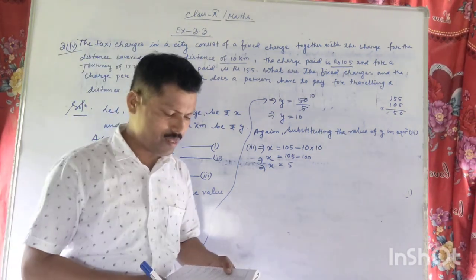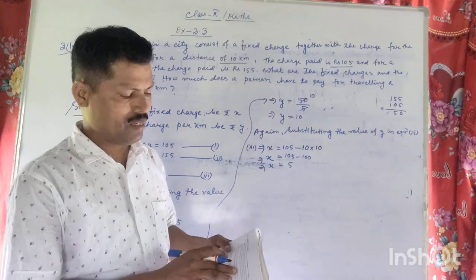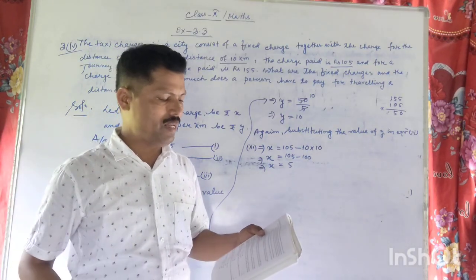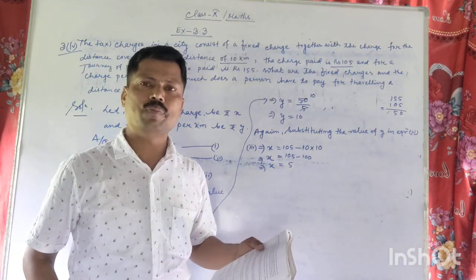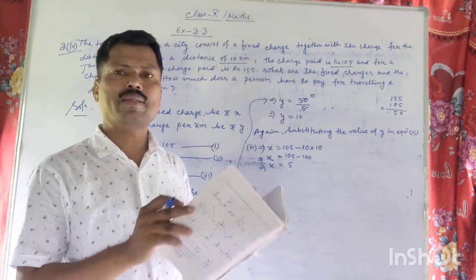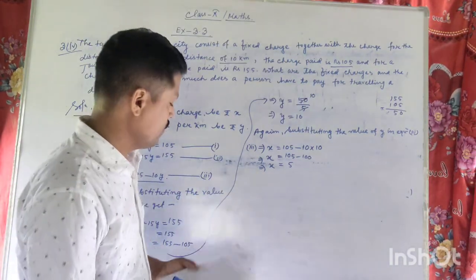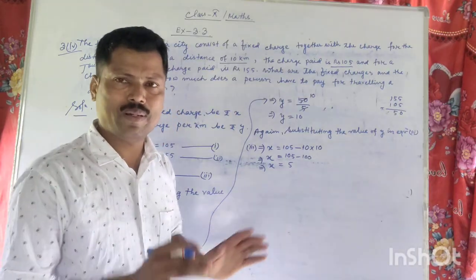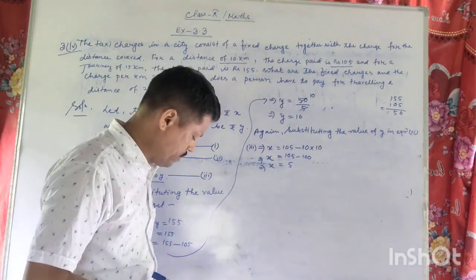it's asking one more question here. How much does a person have to pay for traveling a distance of 25 km? So in the case of 25 km, that also has the fixed surge, the fixed surge plus the per kilometer y surge. So 25 km is asked here.